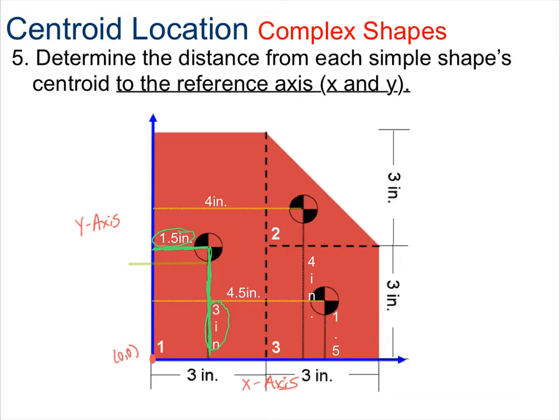For shape number 2, we have this right triangle. I drew in the centroid's location, which is a third of the base, a third of the height. Now the distance from the y-axis to the centroid is going to be my horizontal distance. So we had a third of the base, so a third of 3 is 1 inch, plus my 3 inches gives me my 4 inches for its horizontal distance. And then the distance from the centroid to the x-axis is going to be a third of the height, which was 1 inch, plus 3 inches gives me 4 inches.